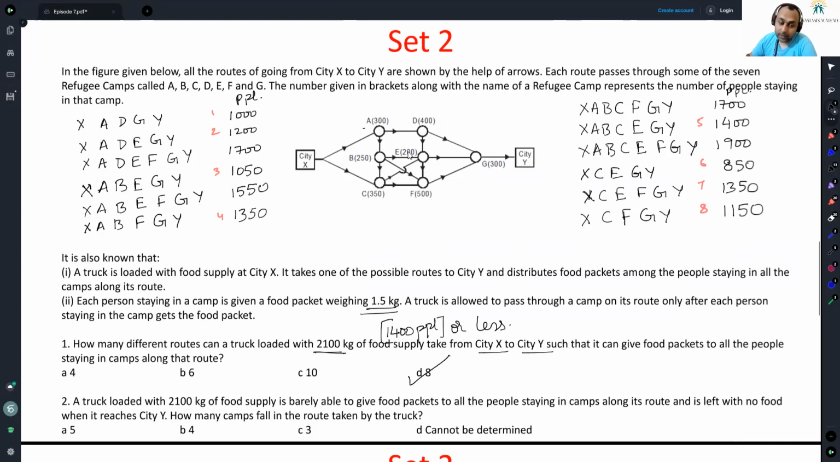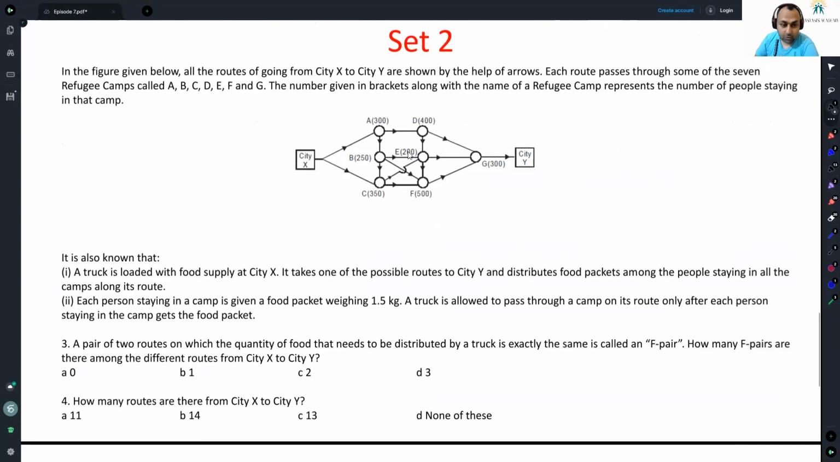A truck loaded with 2100 kg of food supply is barely able to give food packets to all the people staying in camps along its route and is left with no food when it reaches Y, which means there were exactly 1400 people in that route. Yes, this case is being talked of. How many camps fall in the route taken by that truck? So 1, 2, 3, 4, 5. 5 camps fall in that route. So option A, 5.